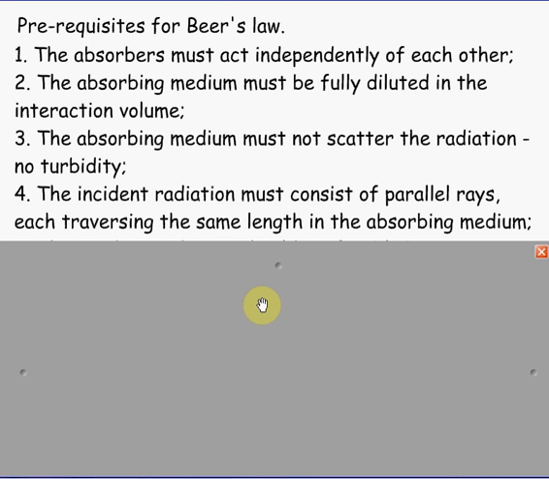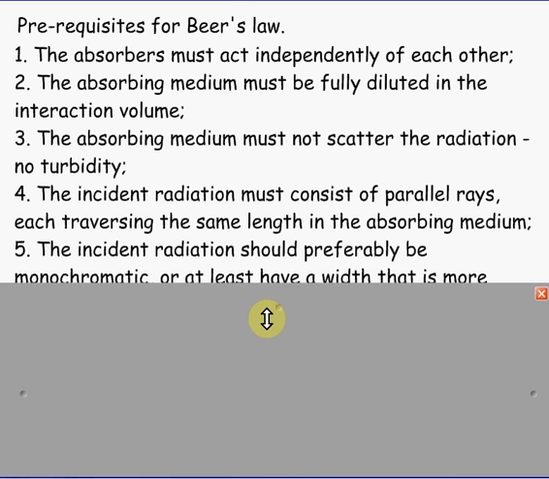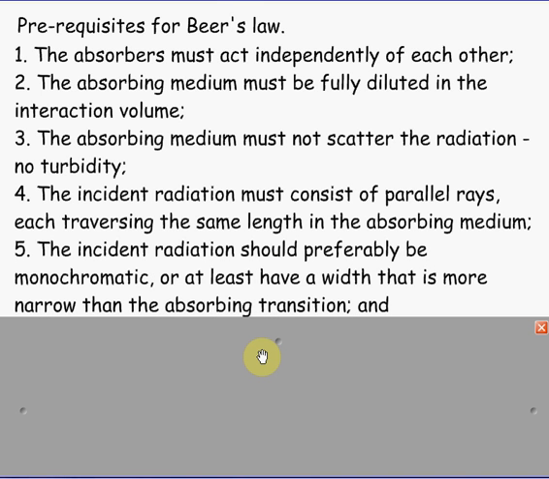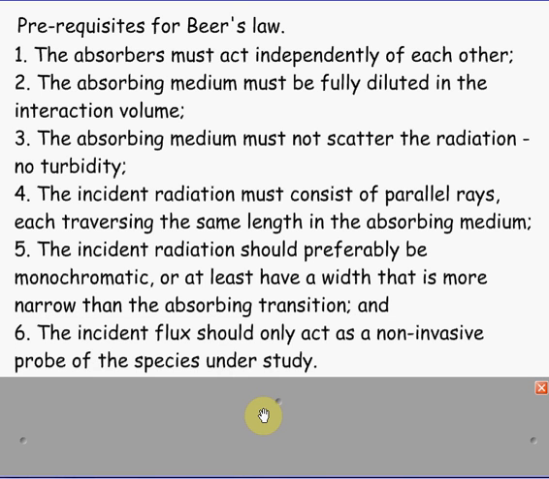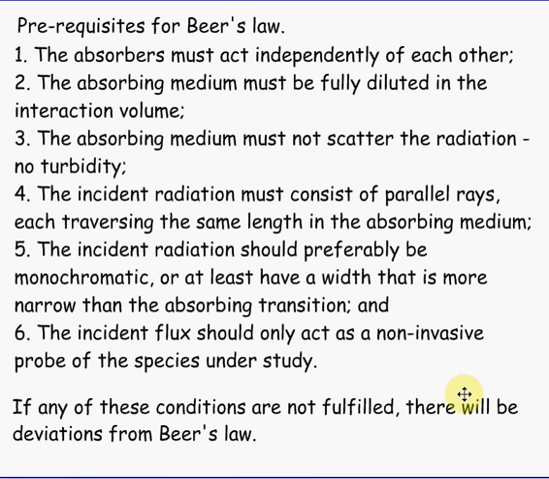The incident radiation must consist of parallel rays, each traversing the same length in the absorbing medium. The incident radiation should preferably be monochromatic, or at least have a width that is narrower than the absorbing transition, and the incident flux should only act as a non-invasive probe of the species under study. If any of these conditions are not fulfilled, there will be deviations from Beer's law.